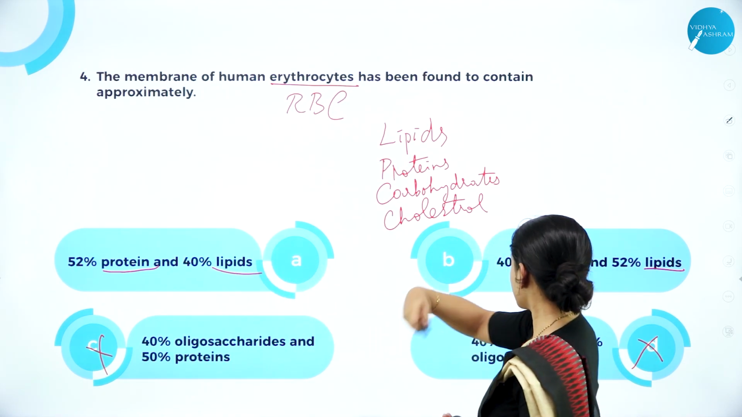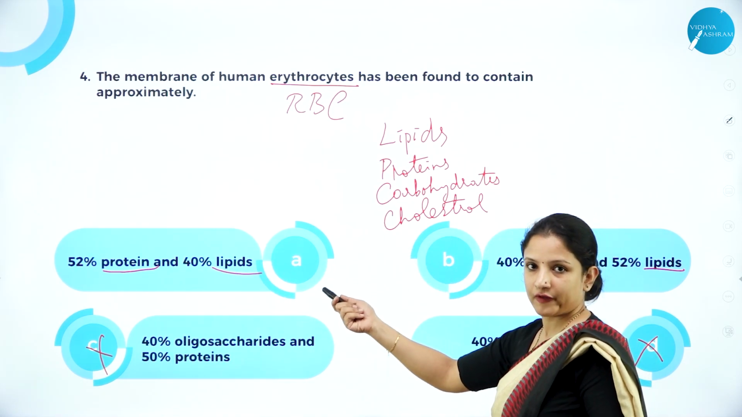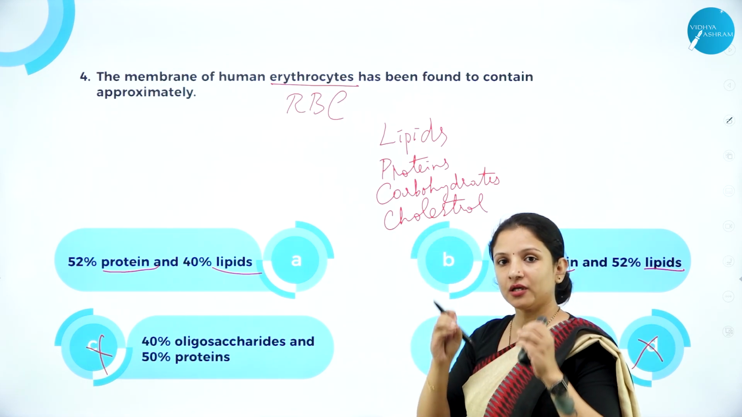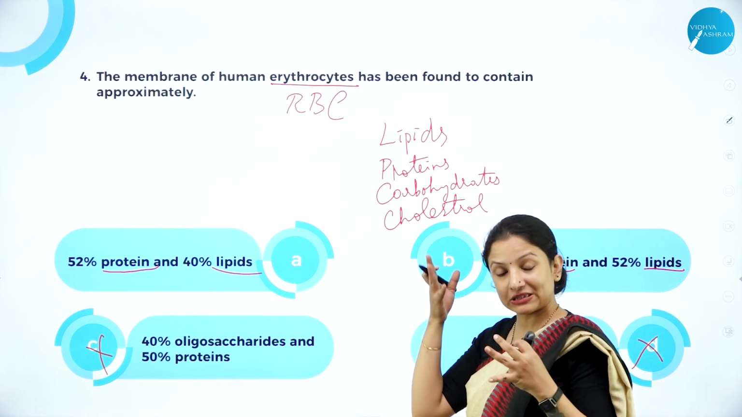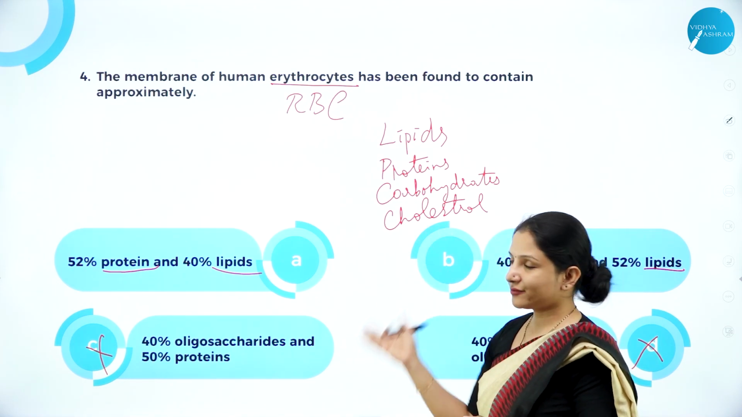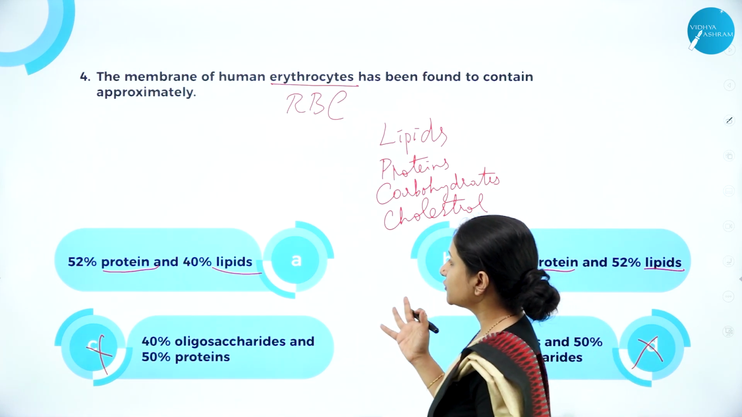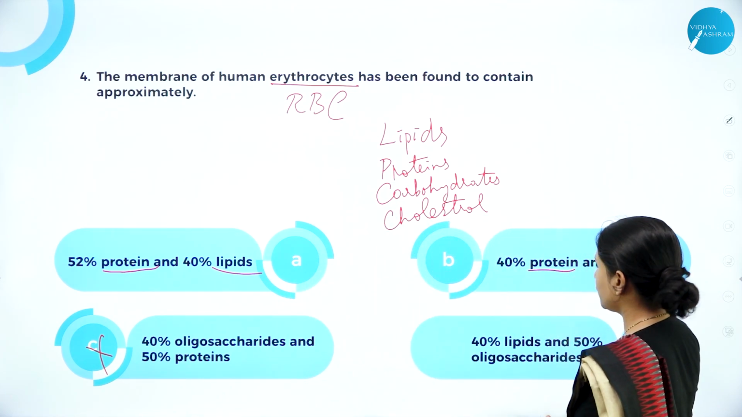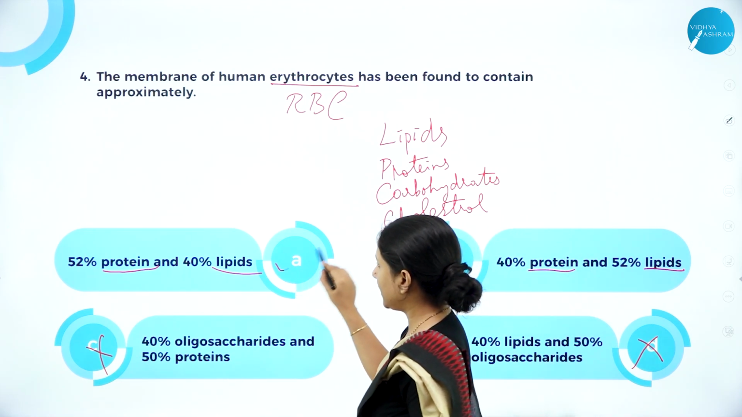So how much percentage of protein is it made up of, how much percentage of lipid is it made up of? That is human erythrocyte, that is human RBC, because it is given in your NCERT textbook. That is why I have framed the question for this. So it is 52% protein and 40% lipids, or 40% protein and 52% lipids. Option A is the right answer here.